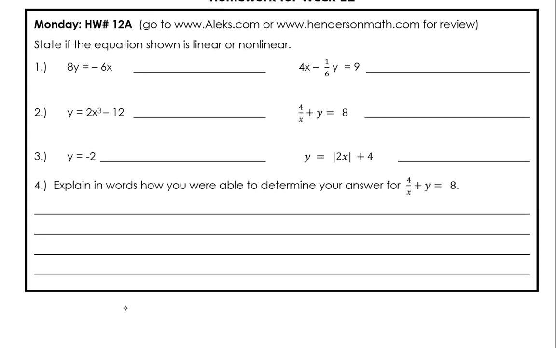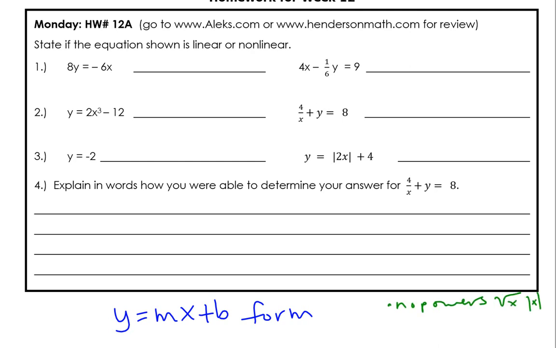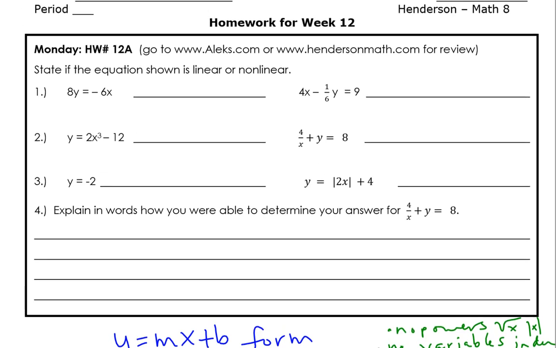Remember, to be linear means that it can be written in y equals mx plus b form. That's it. That is the rule. It can be written in y equals mx plus b form. So that means no powers, no square root signs, no absolute value bars, none of that. No variables in the denominator, and no products of variables. Right? So those are the three rule breakers that we're looking for. No powers, no variables in the denominator, and no products of variables.